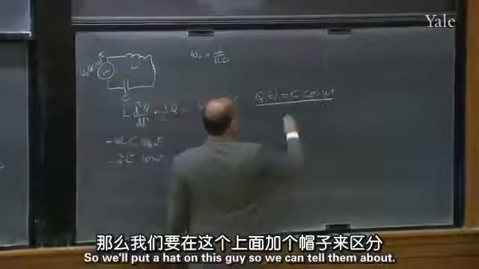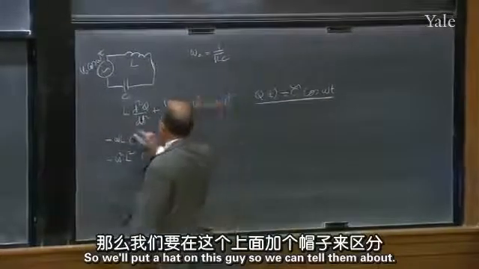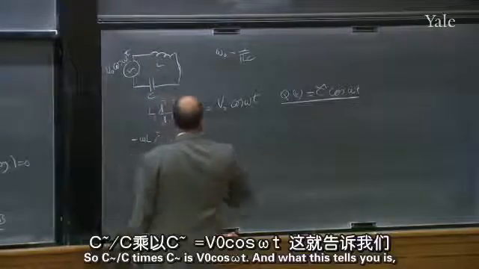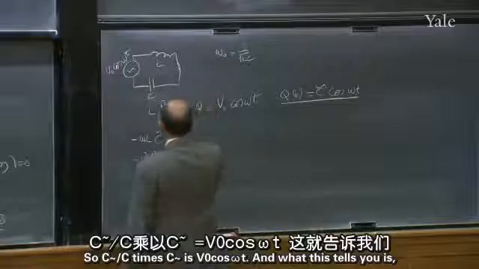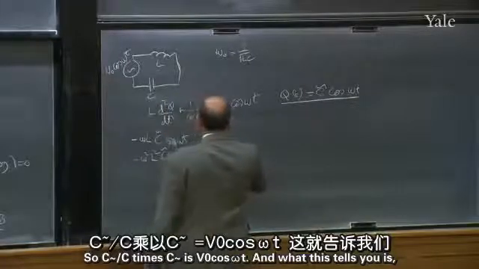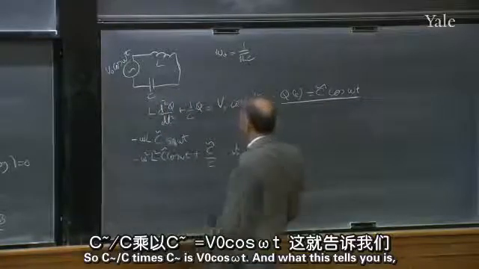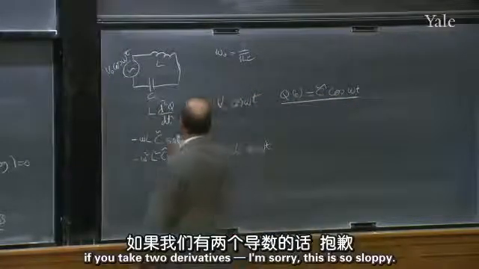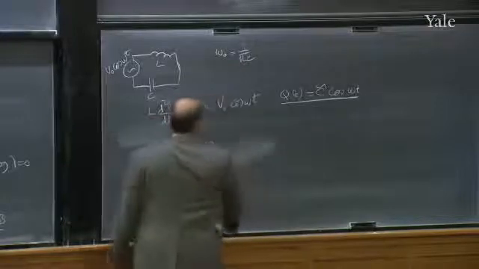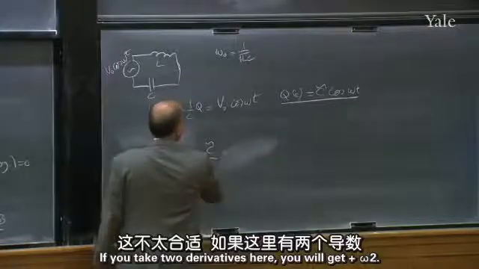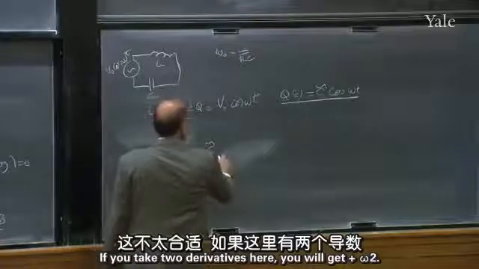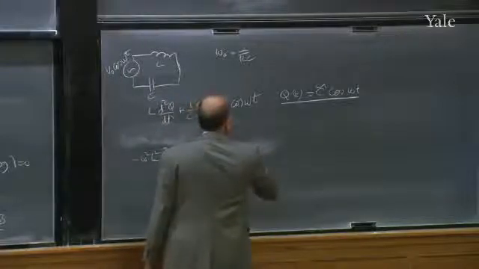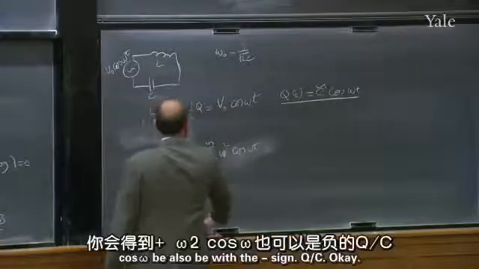So we'll put a hat on this guy so we can tell them apart. So it's 1 over C times C twiddle is V0 cosine omega t. And what this tells you is, if you take two derivatives, I'm sorry, this is so sloppy. If you take two derivatives here, you will get plus omega squared cos omega t, also with a minus sign.